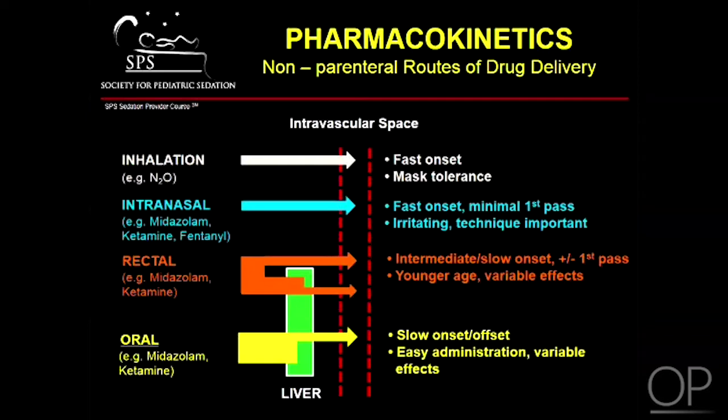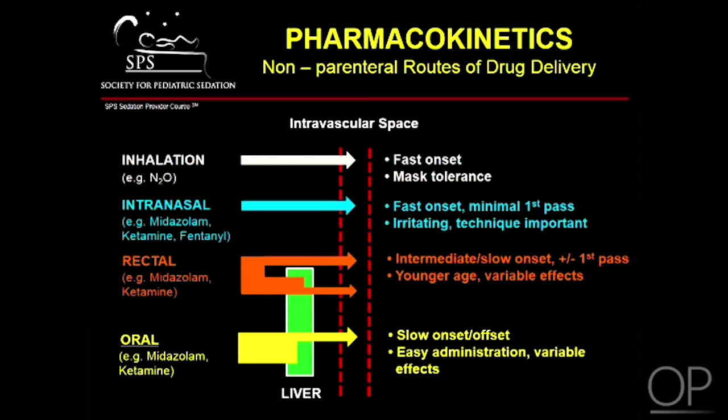Rectal administration results in intermediate to slow onset of action, most similar to oral administration. However, there is potential to bypass first-pass hepatic metabolism by administering the drug more distally in the rectum. Rectal administration has the disadvantage of not being well tolerated in children over 3 years of age and is variable in its onset of action.